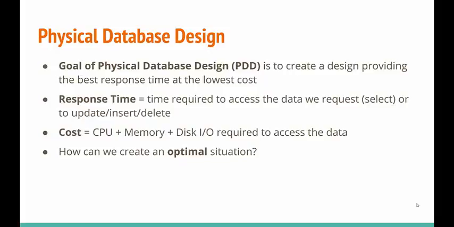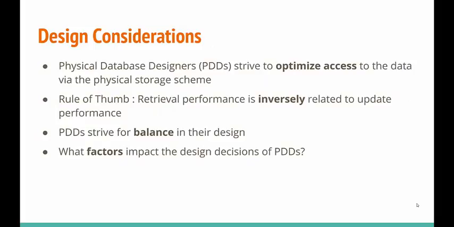Let's talk about a few key things. A rule of thumb that we often want to keep in mind is that retrieval performance is often inversely related to update performance. This is important because you want to know how the database is going to be used, at least how it's going to be used most of the time, so that you can tailor your design to that need. Physical database designers often strive for some sort of balance in their design because many databases are both frequently being updated and frequently being queried.